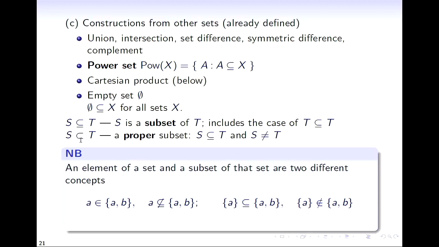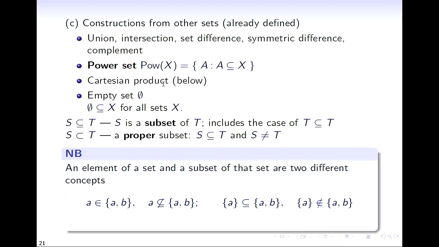This is the standard symbol for saying that S is a proper subset, meaning that every element in S also occurs in T, but they are not equal. So there are some elements in T that are not in S, and that would cover this case here. So that's the definition of this power set. It takes all subsets of an element.